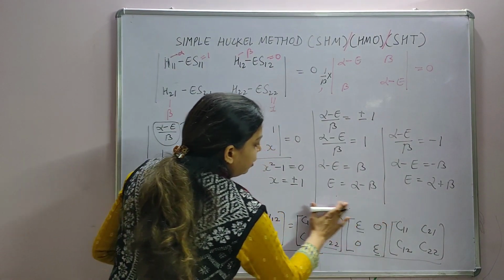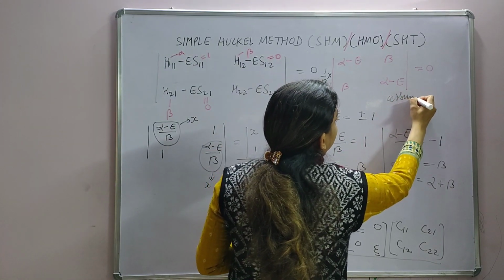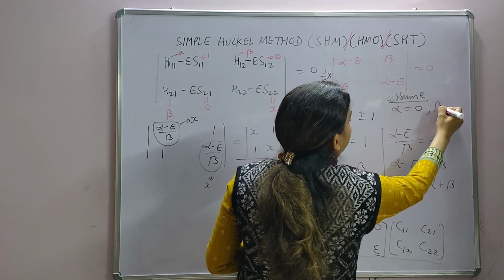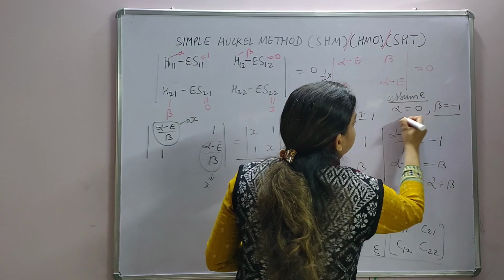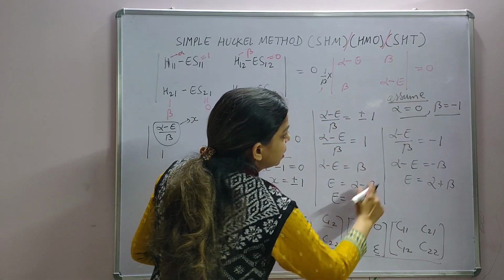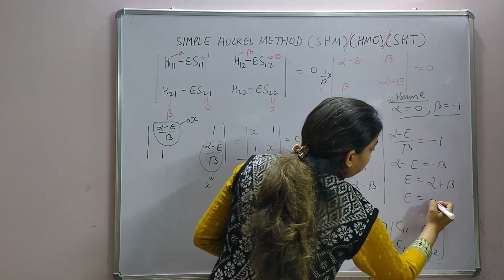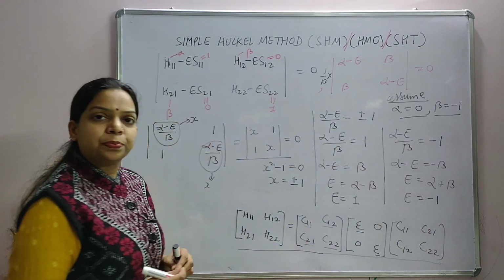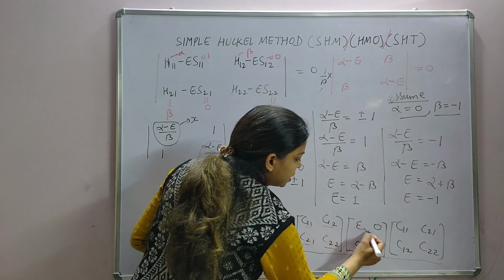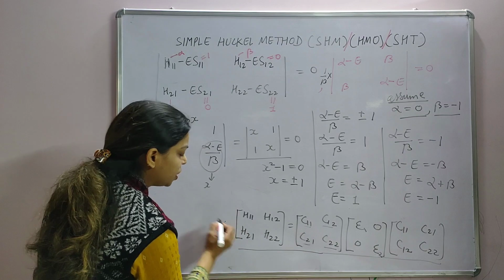Let me write it clearly. Assume that alpha is equal to 0 and beta is equal to minus 1. So here the energy will be, when you substitute, plus 1, and here the energy will be minus 1, two energy values. So we have two energy values over here. If I say this is E1 and this is E2, now this equation comes over here.